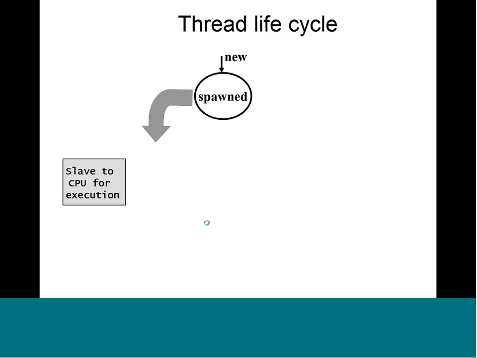So here is the thread lifecycle. You call new on the thread class. The thread is considered spawned because you just created an object. And then you say start. And then it's slave to the CPU for execution. Why? Because we have sent a message to the CPU and say, hey, I want to be scheduled. It comes back and says, okay, you can run now. And when the CPU comes back and says you can run, that's when you run.